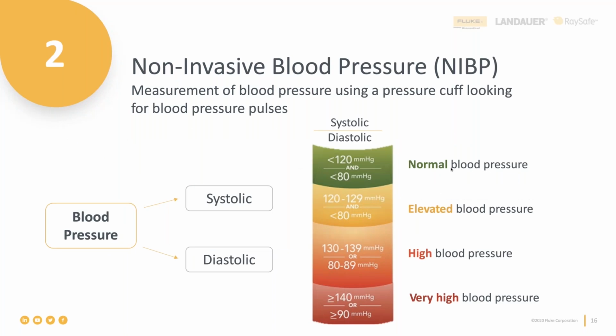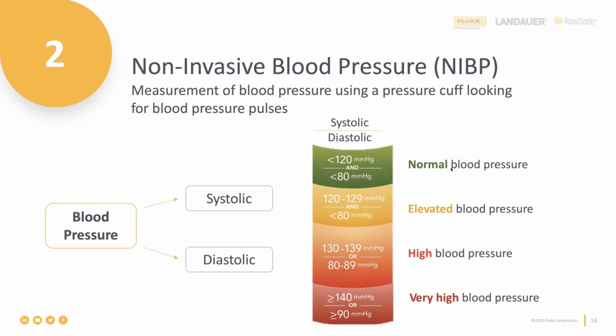Next one we have here is the non-invasive blood pressure. And making sure that this device works properly is also absolutely necessary to ensure patient safety. And now let's talk about why that is.